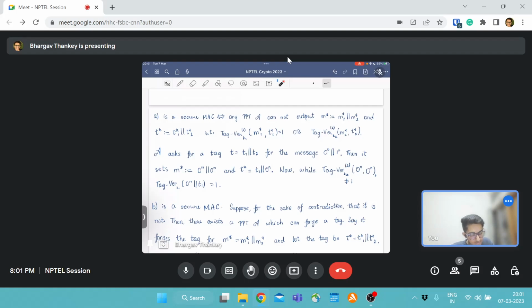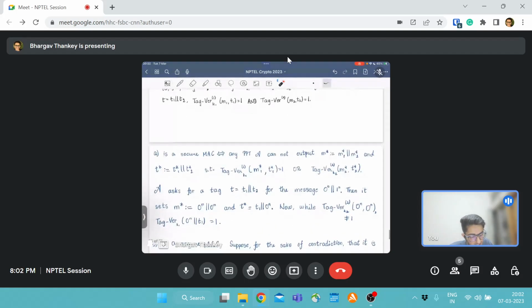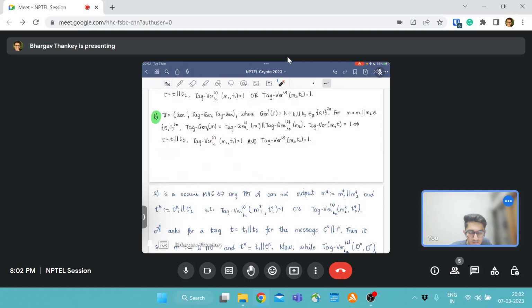Now, t1 was a valid tag for m1 star, which in this case is 0 to the n. So t1 is a valid tag for 0 to the n. So over here m1 would be 0 to the n, the tag would be t1, and this check passes, right? Sure, the second check fails because 0 to the n might not be the correct tag for 0 to the n, so this check might fail, we don't care, because we are only computing an OR over here, right? Is this fine? Yes, sir. Yeah, and now let's go to problem 6.